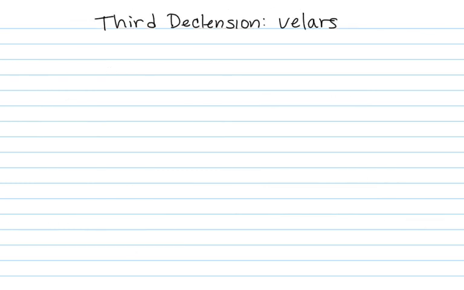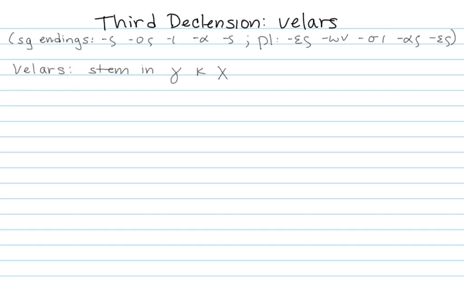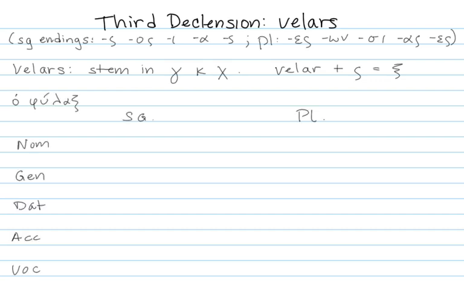So, first let's look at the stems that end in a velar. As a reminder, here are your endings: s, os, e, a, s, on, si, as, s. And the velars means when the stem of the noun ends in a gamma, kappa, or a chi. So the general rule here is when you take the final velar in the stem plus a sigma, you end up with a xi. So let's look at a sample noun like ho fulax.